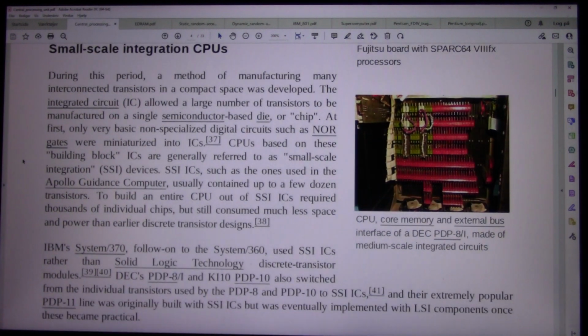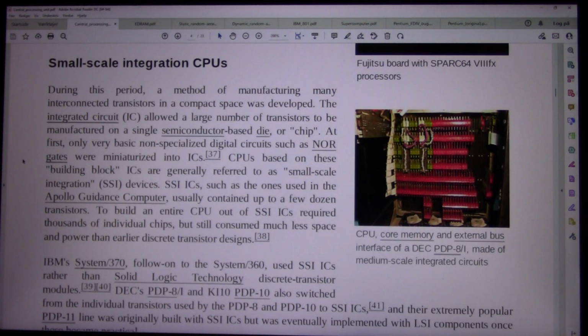Small-scale integration CPUs. CPU, core memory and external bus interface of a DEC PDP-8/I, made of medium-scale integrated circuits during this period. A method of manufacturing many interconnected transistors in a compact space was developed. The integrated circuit, IC, allowed a large number of transistors to be manufactured on a single semiconductor-based die, or chip. At first, only very basic non-specialized digital circuits such as NOR gates were miniaturized into ICs.